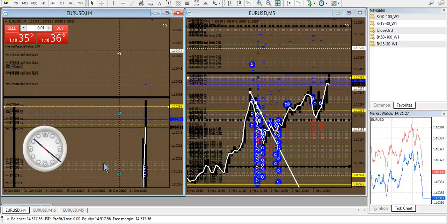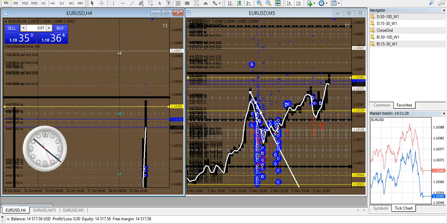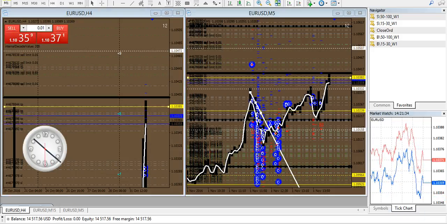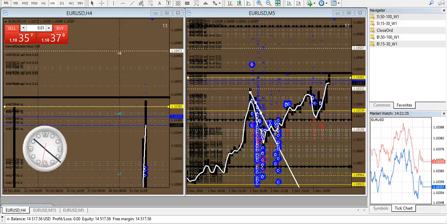Sells are just sitting up there waiting to get filled. And so now I'm going to cash out of everything I'm in on my scalp accounts.